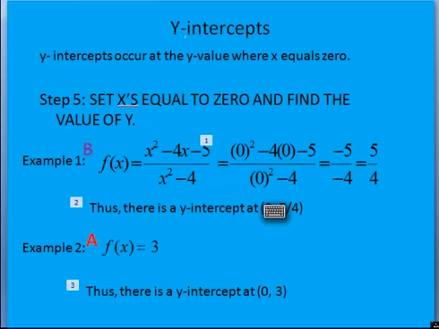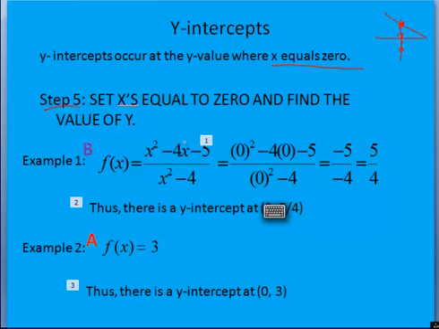Step 5, we're going to find the y-intercepts. So y-intercepts are the place where it crosses the y-axis. We might not know the y value of the y-intercept, but we do know that x values are always 0. So we're going to set the x value equal to 0.